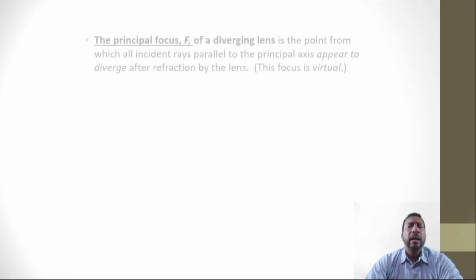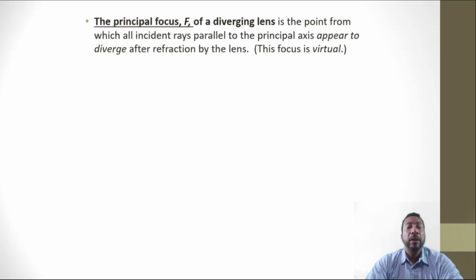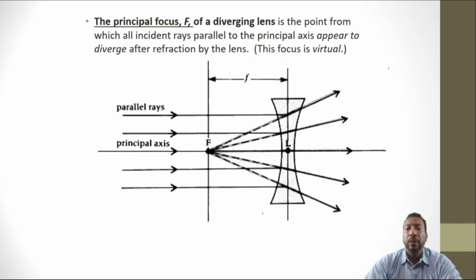Next, we have the definition for the principal focus, capital F, of a diverging lens. It is the point from which all incident rays parallel to the principal axis appear to diverge after refraction by the lens. This focus we say is virtual. Why is it virtual? It's because the light rays appear to come from this principal focus of a diverging lens, but in reality, they do not come from there.